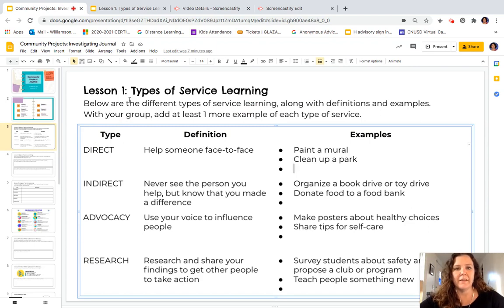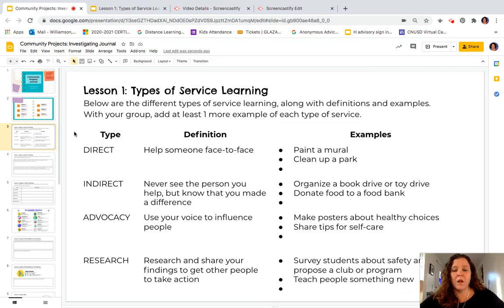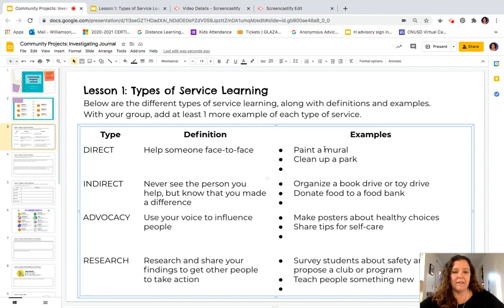Okay, let's take a look at the activity for lesson 1. All right, so I'm in my journal and I see here the activity for lesson 1. It says, below are the different types of service learning, along with definitions and examples. With your group or by yourself, you need to add at least one more example of each type of service. So I see 3 columns. There's the type: direct, indirect, advocacy, research; the definition; and then examples.